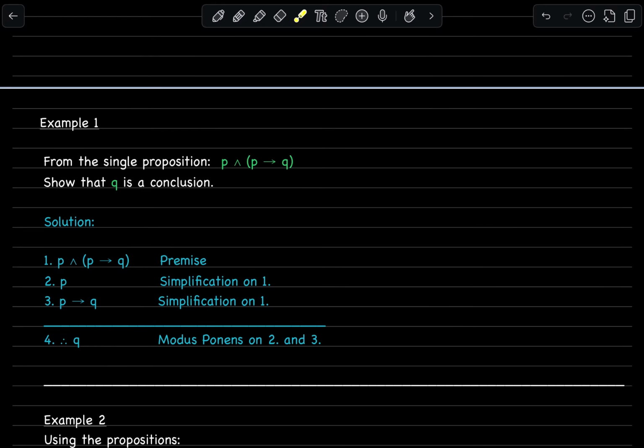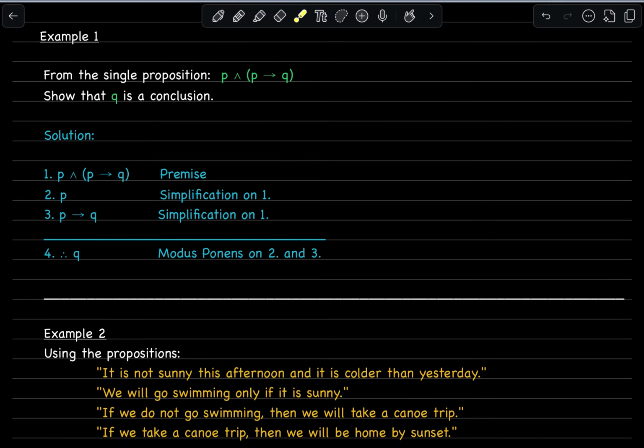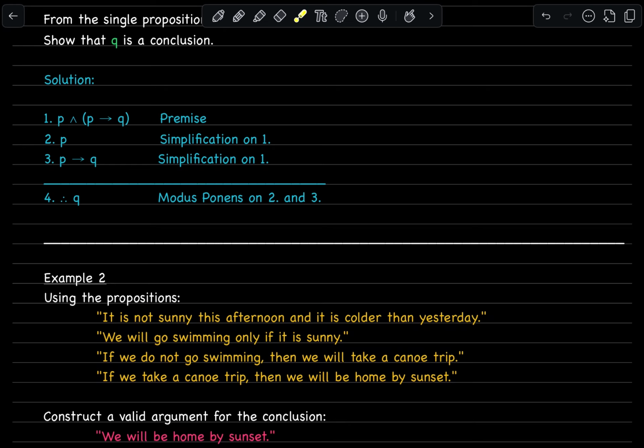Let's look at another example. Now we've got the following propositions. Okay, and we are trying to conclude this. So our propositions: it is not sunny this afternoon, and it is colder than yesterday. We will go swimming only if it is sunny. Number 3, if we do not go swimming, then we will take a canoe trip. Number 4, if we take a canoe trip, then we will be home by sunset. And we want to use all of these propositions, all of these premises, to construct a valid argument for the conclusion we will be home by sunset.